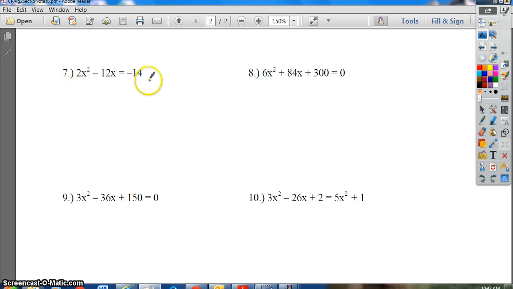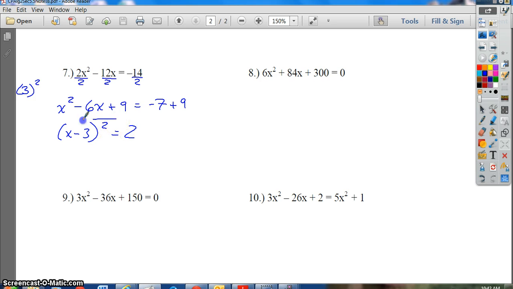So A and B are already by themselves. Now I need to make A 1. When I write this, I'm going to leave a little bit of space between the B term and the equal sign. Let's take half of 6, which is 3, and then I square that, which is 9. Add 9 to both sides. This is x minus 3 squared equals 2. x minus 3 equals plus or minus the square root of 2. So, add 3 over: 3 plus or minus the square root of 2, and you can stop right there.